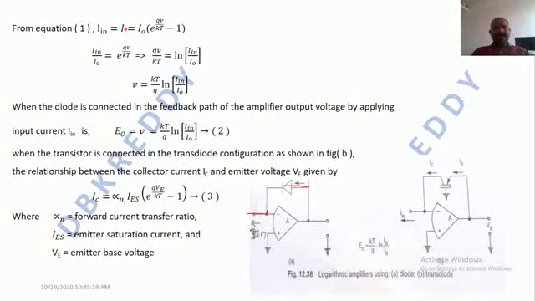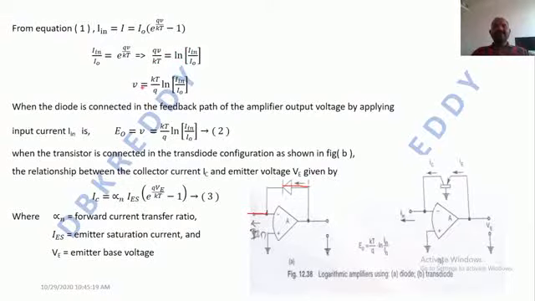So In by I naught equals e to the power of qV by kT. After some mathematical calculation, if you bring this exponential to the left side, it will become the log. So I am just taking the natural log: qV by kT equals the natural log of In by I naught.